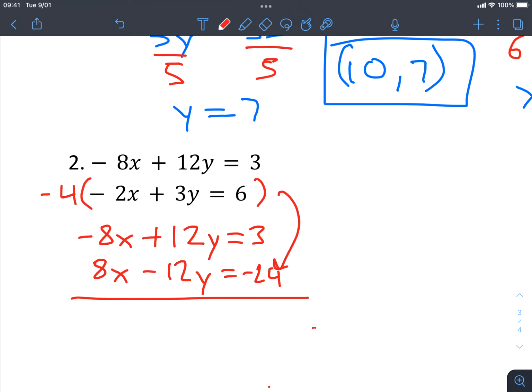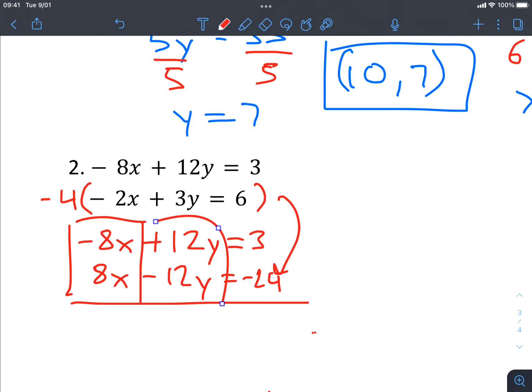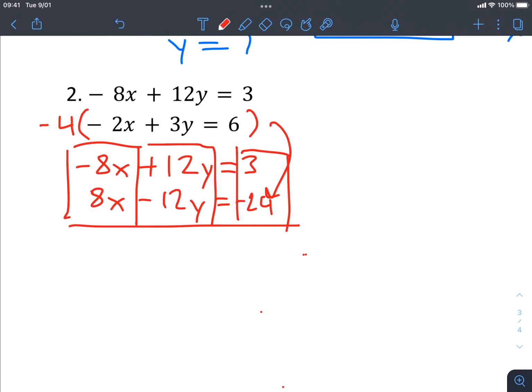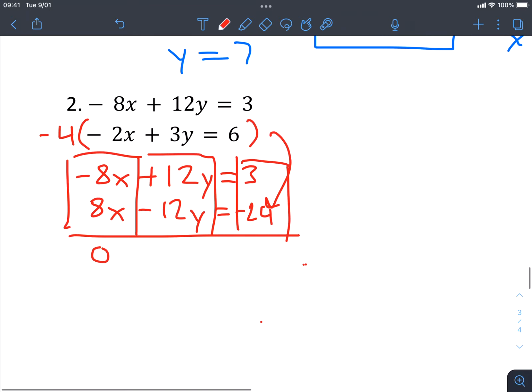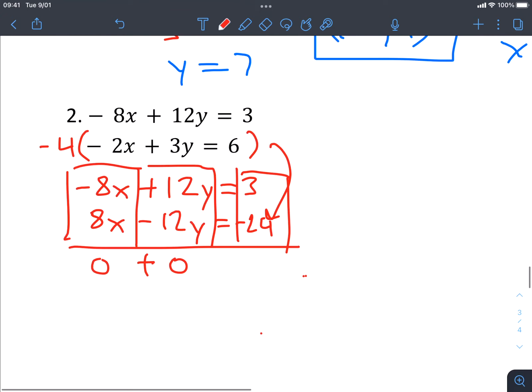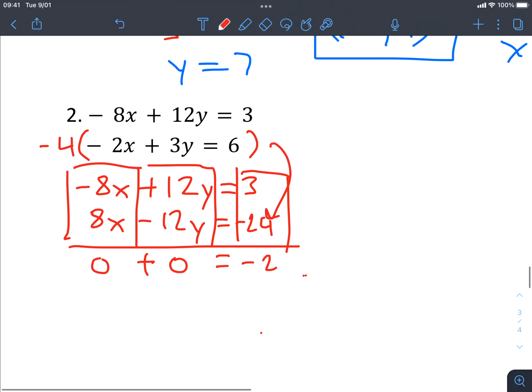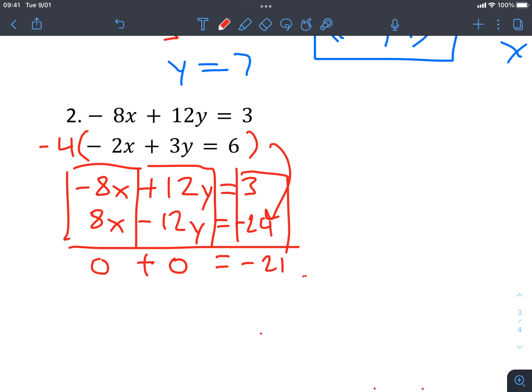So when we go to combine these, what we see is that the x's do cancel out, but the y's are going to cancel out too, so it's kind of interesting. And then we have something over here. So let's see what that looks like. This is 0. This is 0. The x's cancel out to become 0, and the y's cancel out to become 0. And over here I have 3 and -24, which gives me -21. This is kind of an interesting case because 0 is not equal to -21.